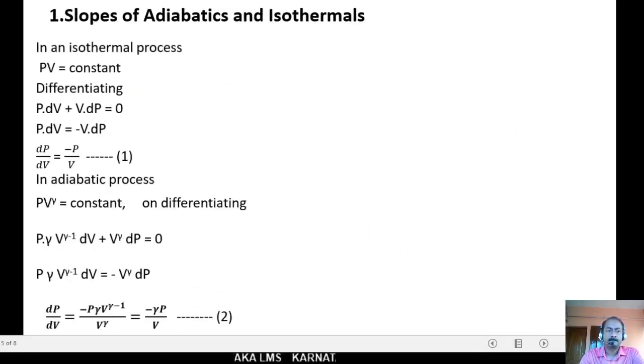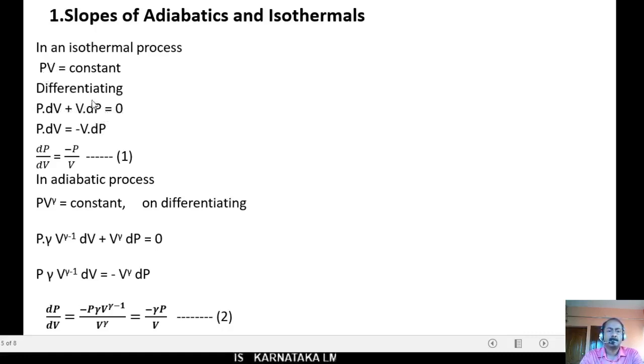For this one, just consider the equation PV equals constant. This is for isothermal process. On differentiating this equation, we get P into dV. Here P is constant. Differential form of V is dV, plus V constant, differentiation of P is dP. This is equal to 0.